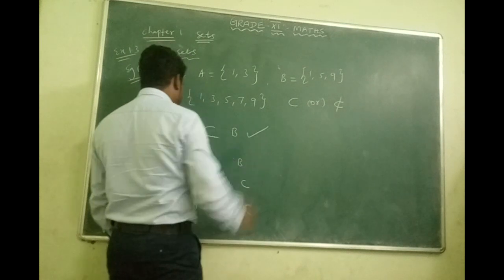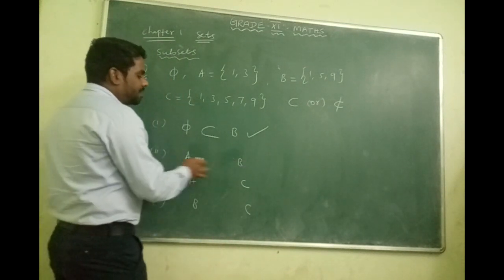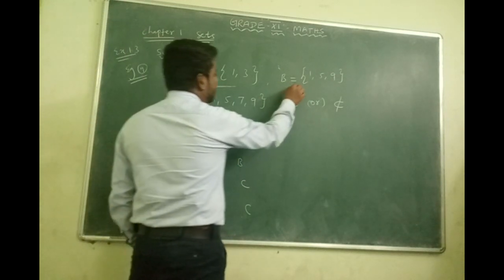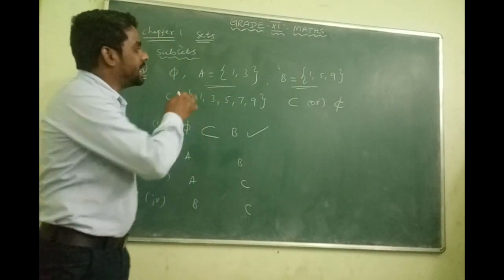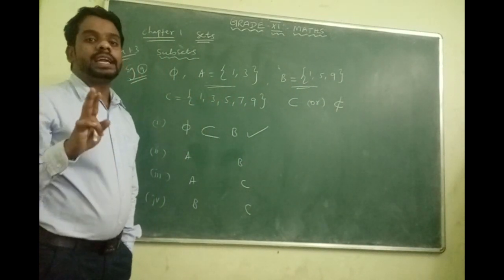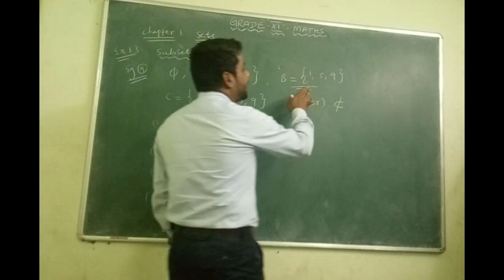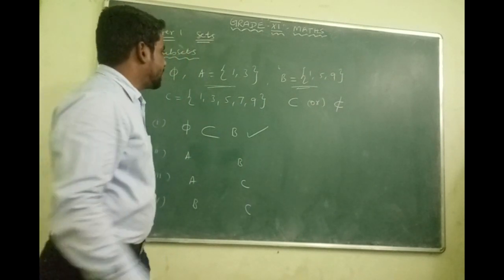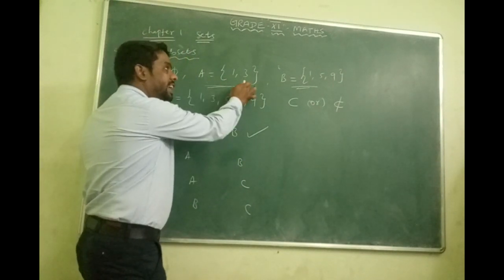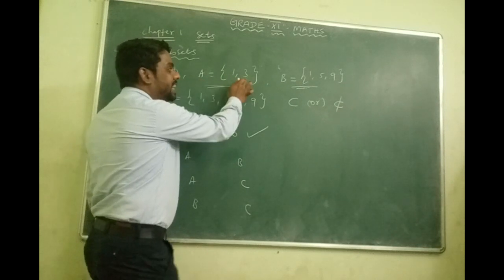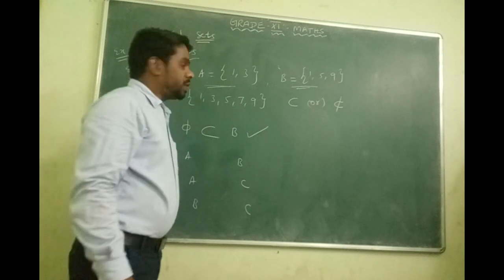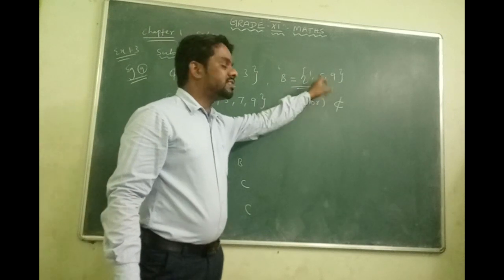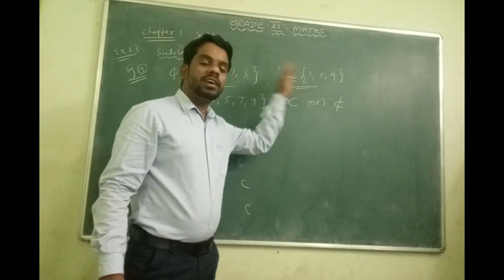Next, second, the sets A and B. Compare the two sets. A has two elements, 1 and 3. But B has three elements, 1, 5, 9. So 1 belongs to A, and 3 belongs to A. But 3 does not belong to B. 1 belongs to both A and B, but 3 does not belong to B. And 5 does not belong to A, 9 does not belong to A.